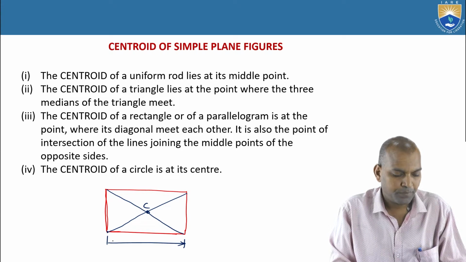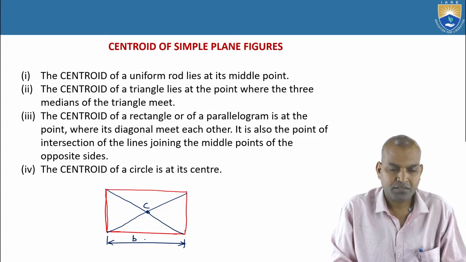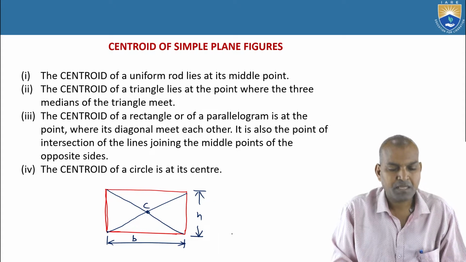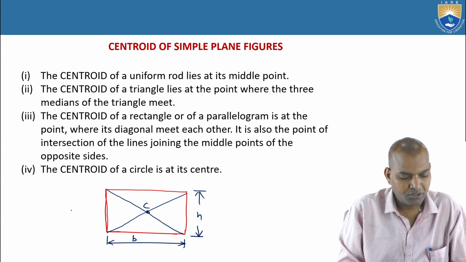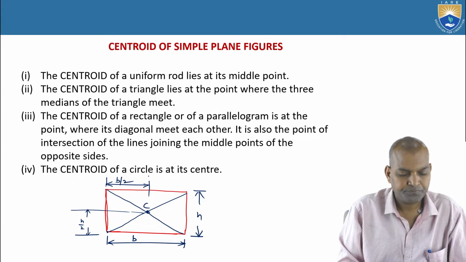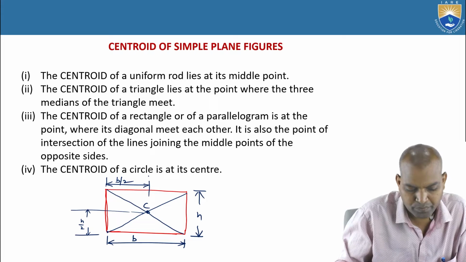Suppose here B is the base width and the height is h. What is the centroid point? The centroid is at h by 2, and here this point is b by 2. So h by 2 and b by 2.